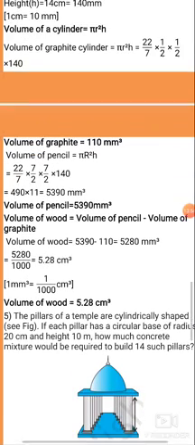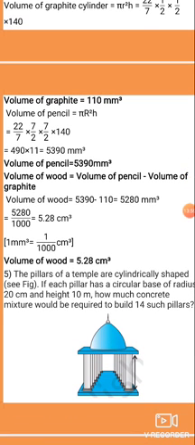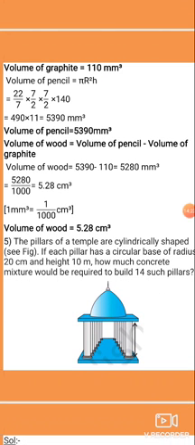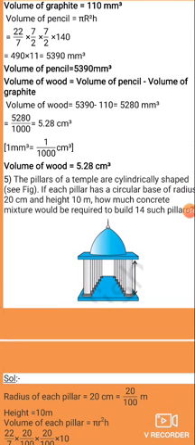Now the next question, listen. The pillars of a temple are cylindrically shaped. Listen carefully to this figure. If each pillar has a circular base of radius 20 centimeter and height 10 meter, how much concrete mixture would be required to build 14 such pillars? So the pillar is in the shape of what? Cylinder. Okay, now listen carefully. How much concrete mixture you need to find out? So inside portion, that mixture, that means the volume of the pillar you need to find out.